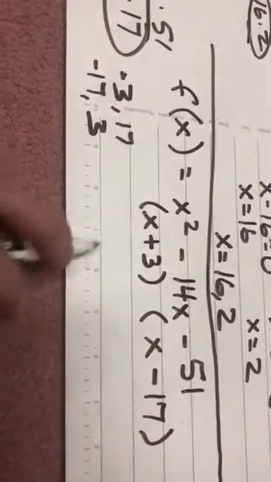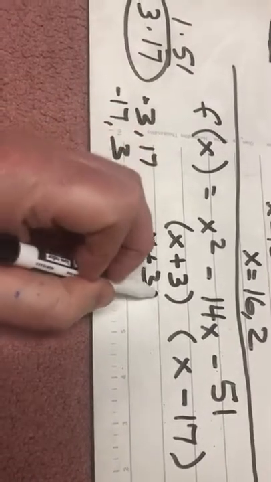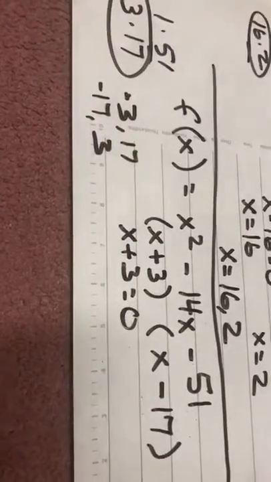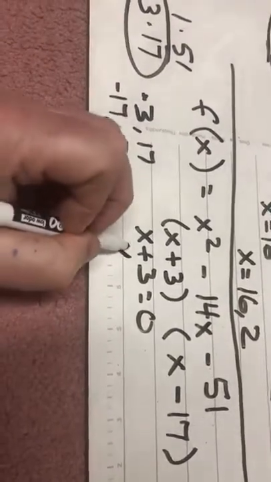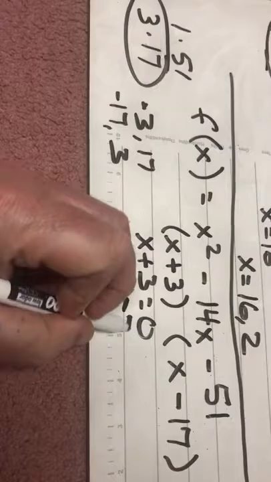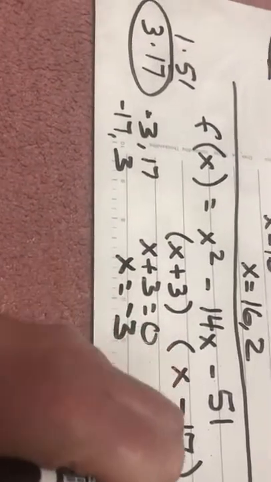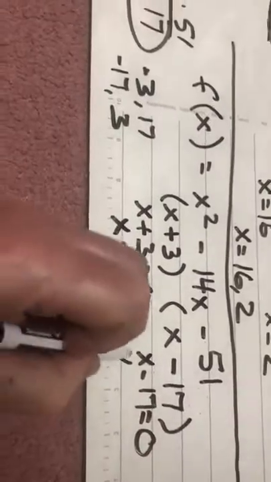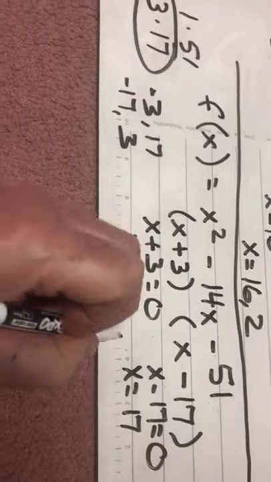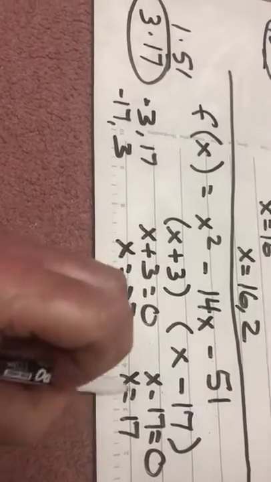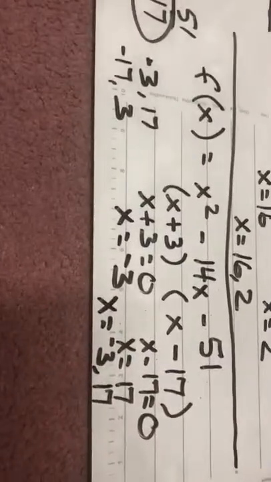So far so good, but I have to find the zeros. We could have x plus 3 equaling 0. All right, and if x plus 3 equals 0, then x has to equal negative 3. And if x minus 17 equals 0, then x must equal 17, which means that my final answer is x equals negative 3, x equals 17.